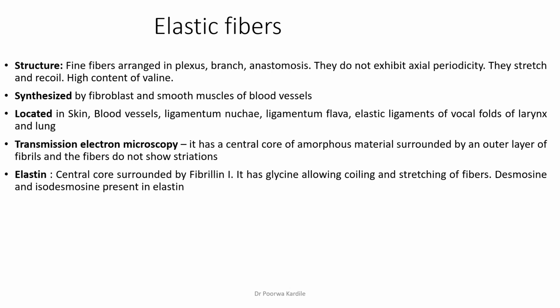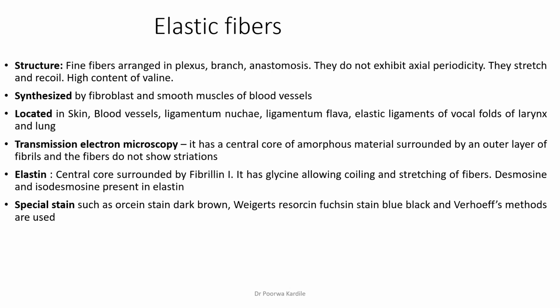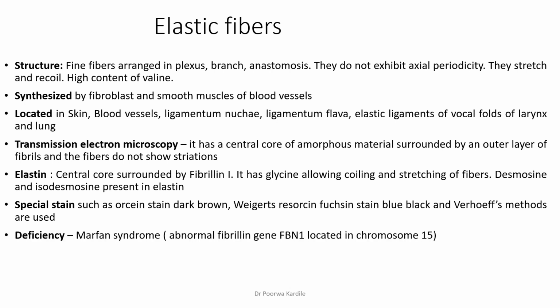So the central core is surrounded by fibrillin 1, and it stains dark brown with orcein, and it stains blue-black with the Weigert's resorcin fuchsin stain. Verhoeff stain is also used. So these are the special stains used to visualize elastic fibers under microscope, and its deficiency will lead to Marfan syndrome, that is abnormal fibrillin gene located in 15th chromosome.